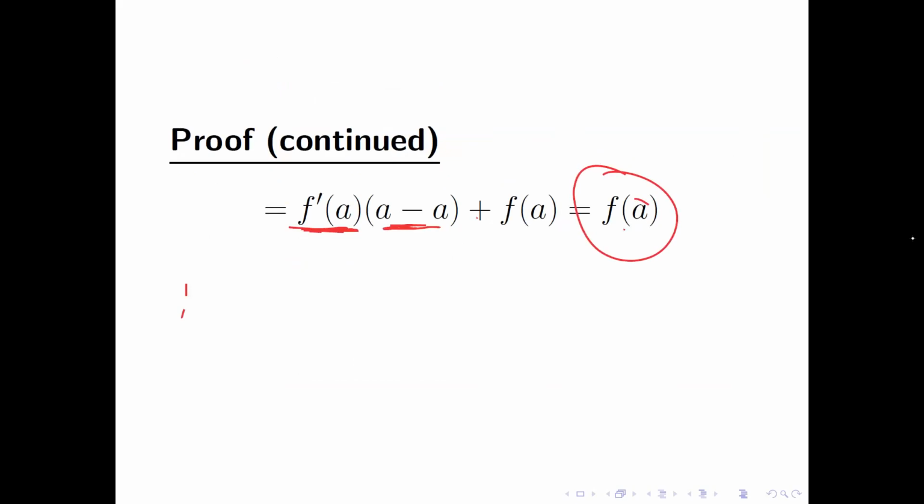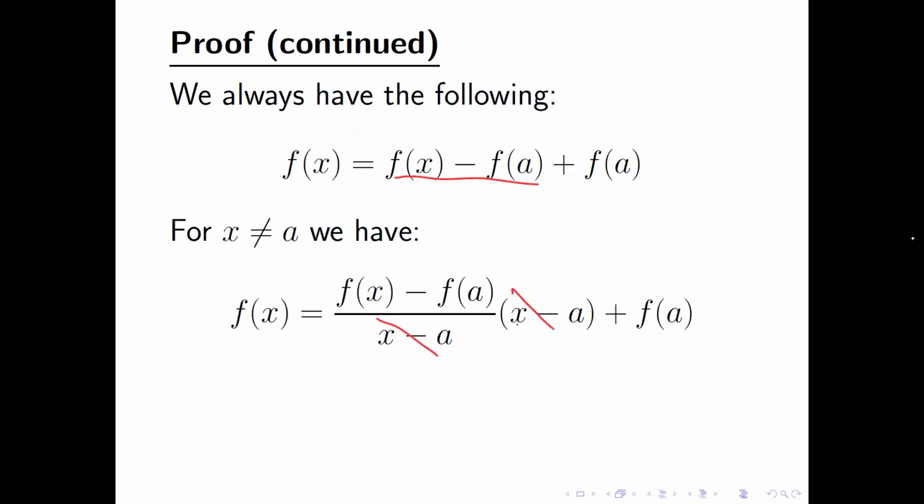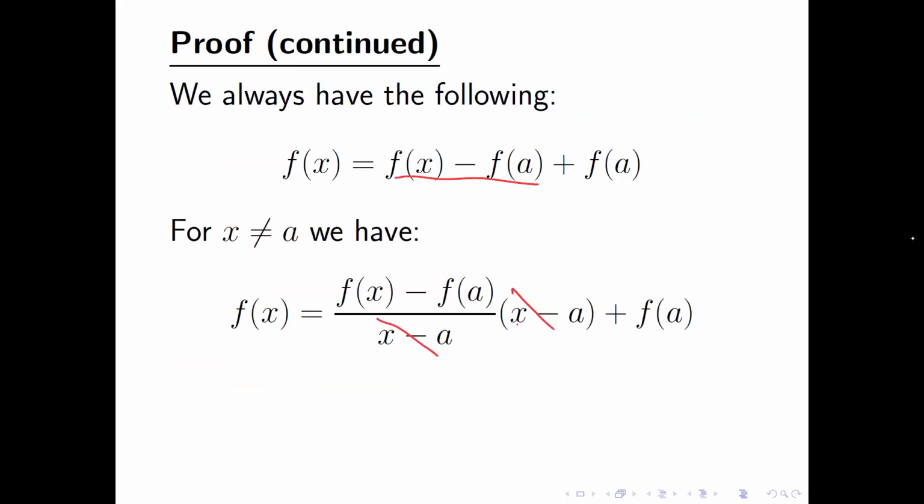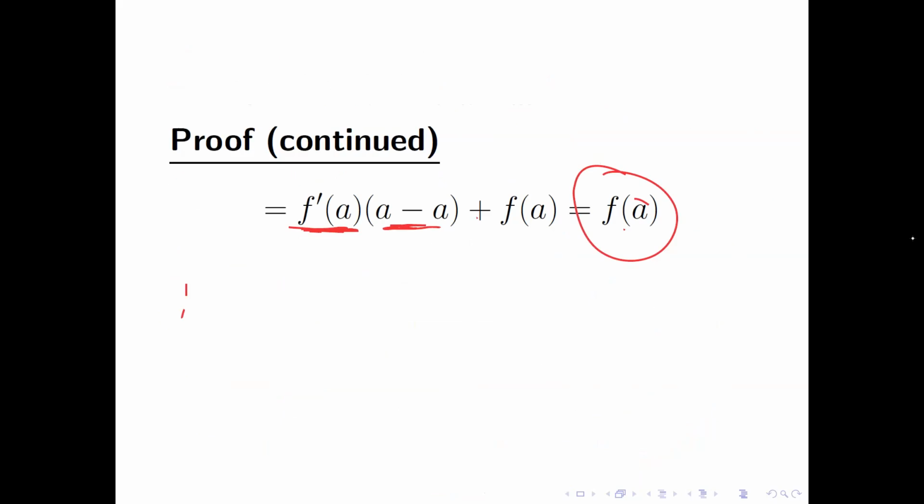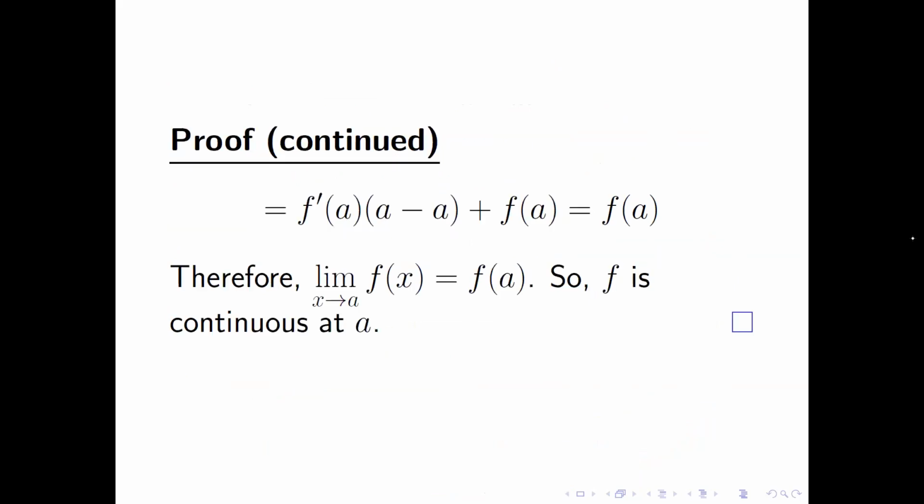That is continuity. Continuity tells us that if the limit as x approaches a of the function equals f of a, then the function is continuous. So we have proved the theorem: if a function is differentiable, it is continuous. But the converse is not true. Therefore, we have shown this.